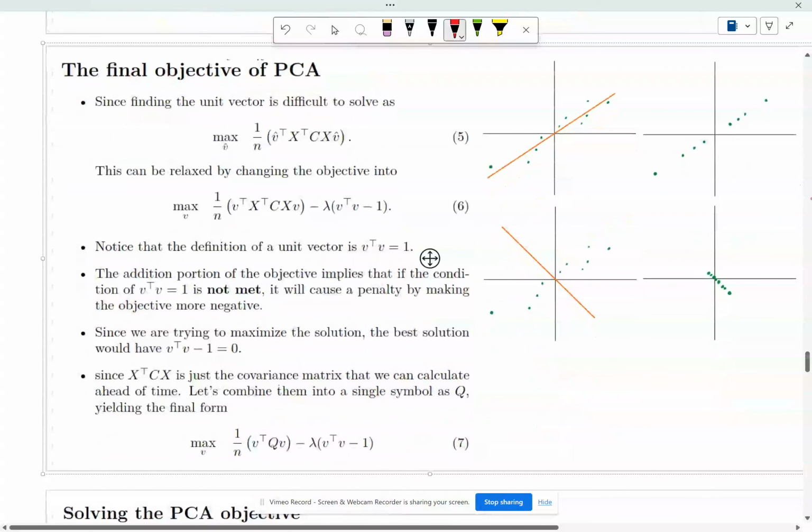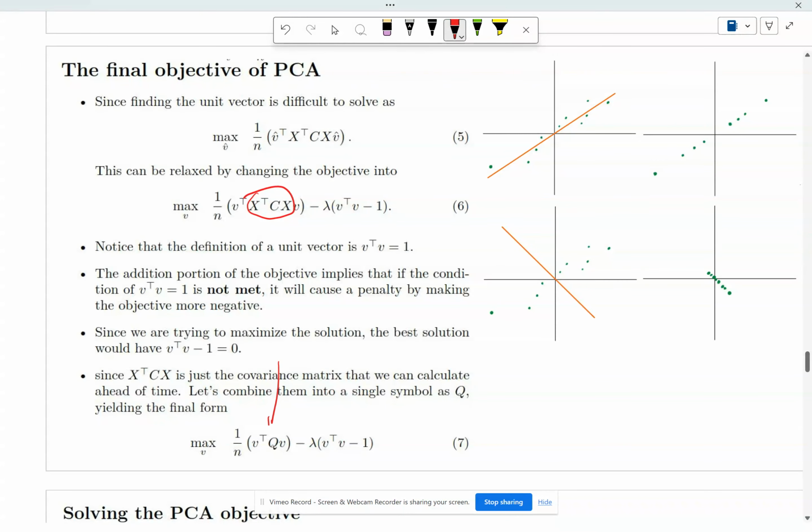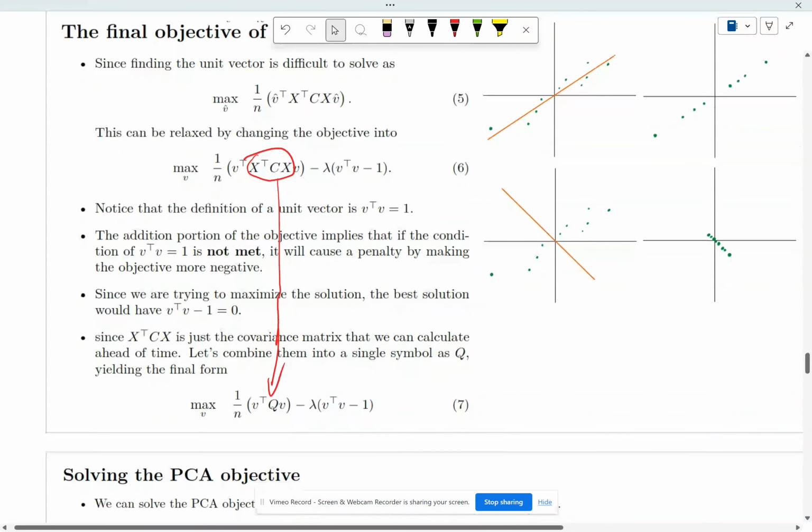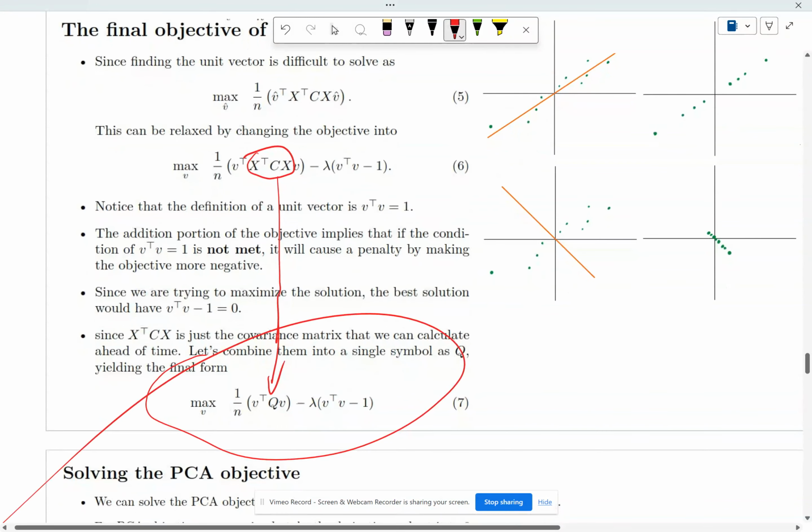Now, this right here, we know the data, we know the center matrix, so we can multiply them out, resulting in Q. After multiplying them out, I'm just going to call it Q. And here is the final form of the principal component analysis. Okay, so how do we solve this?